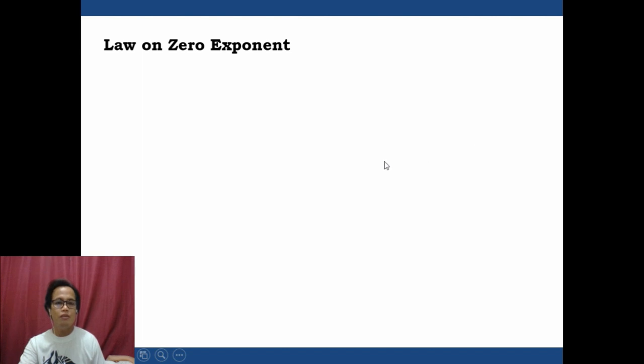Another is, atong hisgutan is ang law on zero exponent. Although, daghan siya law, mga law sa exponents, pero ato lang hisgutan ang kining duha. Ang una, law on zero exponent, which states that any value, bisig unsa nga value raised to 0 is always equal to 1. But you have to take note nga kanang a dili na siya dapat ma-equal to 0. That is the law on zero power. Dili mo himong 0 raised to 0, dili na pwede.